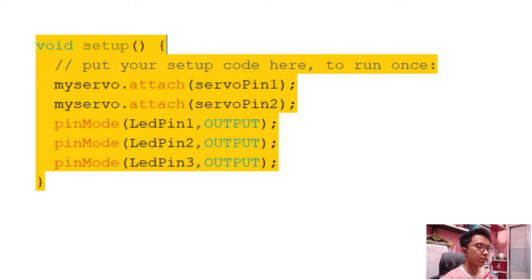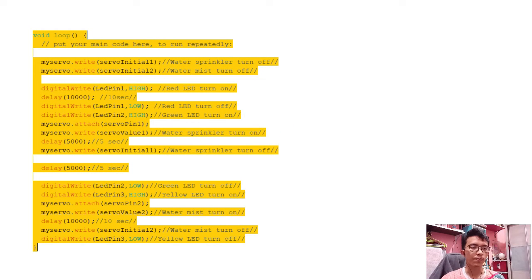Alright, for the void setup, I attach the servo to servo pin 1 and pin 2, then pin mode: LED pin 1 output, LED pin 2 output and LED pin 3 output. Okay, that is for the void setup. In the void loop, the process is water sprinkler will turn off and water mist will turn off. And the next code is LED pin 1 high, that is red LED will turn on, delay for 10 seconds.